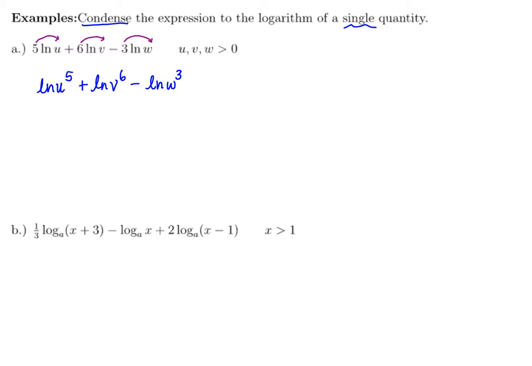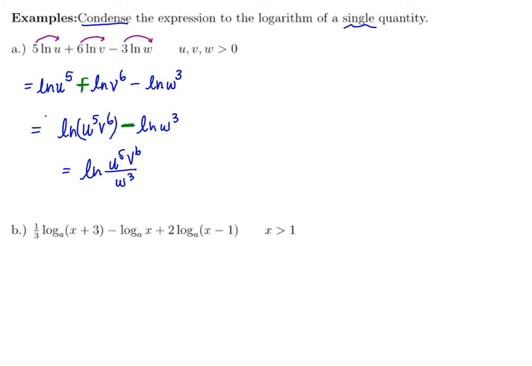And then we can combine them. Remember, addition means multiplication, so these 2 logs combine into one single logarithm of u to the 5th times v to the 6th, that's the argument, minus the natural log of w cubed. And the subtraction becomes division when we shove these logs together, so they condense, they simplify into a single logarithm, u to the 5th v to the 6th over w cubed. So there, now we have collapsed or condensed into a single logarithm.